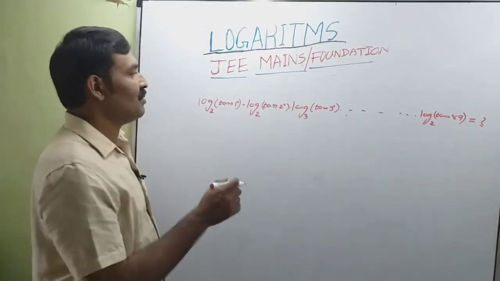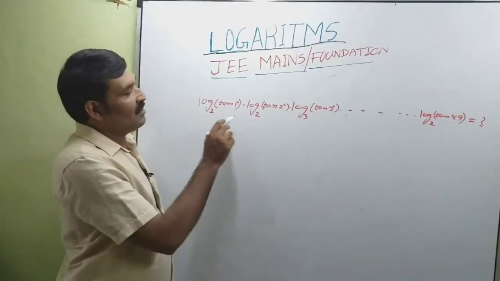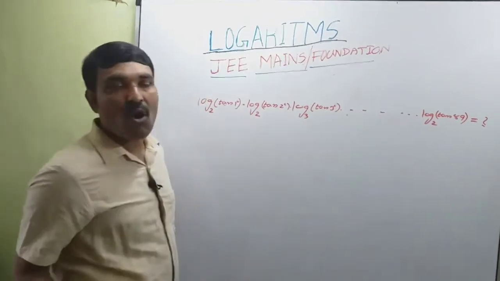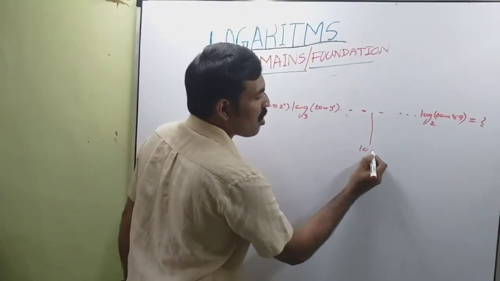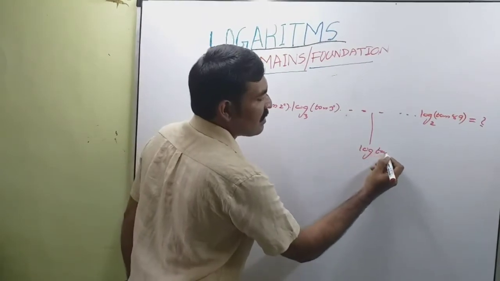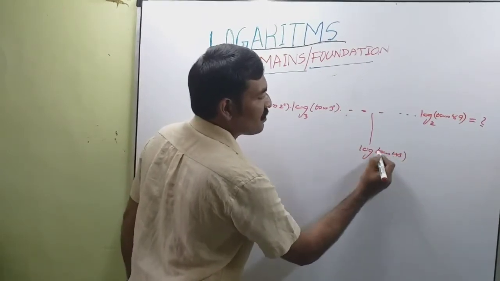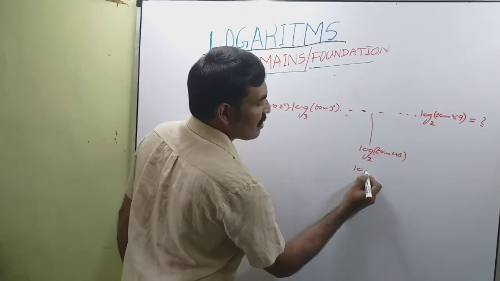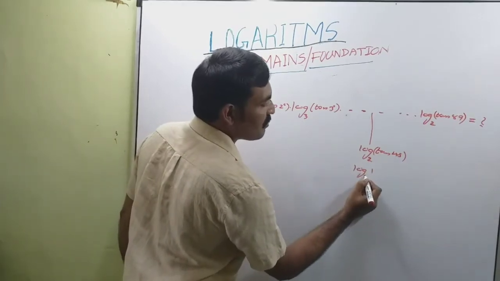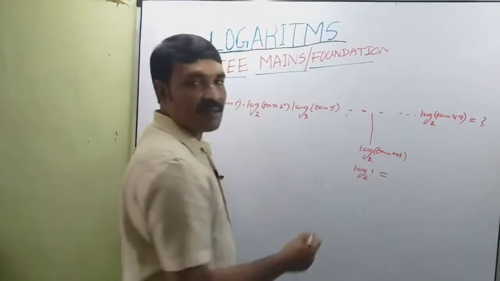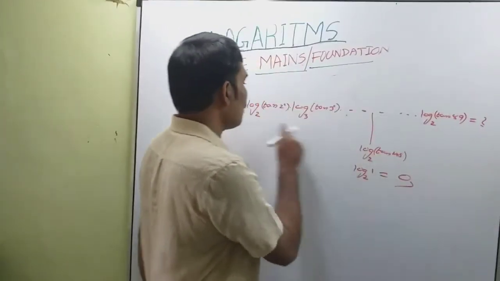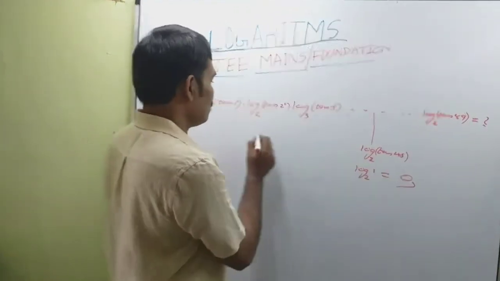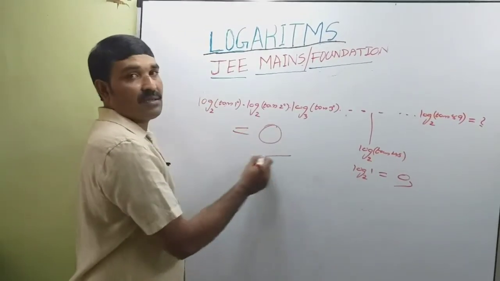Now, look at this question. Here one term comes as log of tan 45 to the base 2, that is log 1 to the base 2. The value of log 1 to any base is equal to 0. So all the terms are multiplied by 0, and the answer is equal to 0.